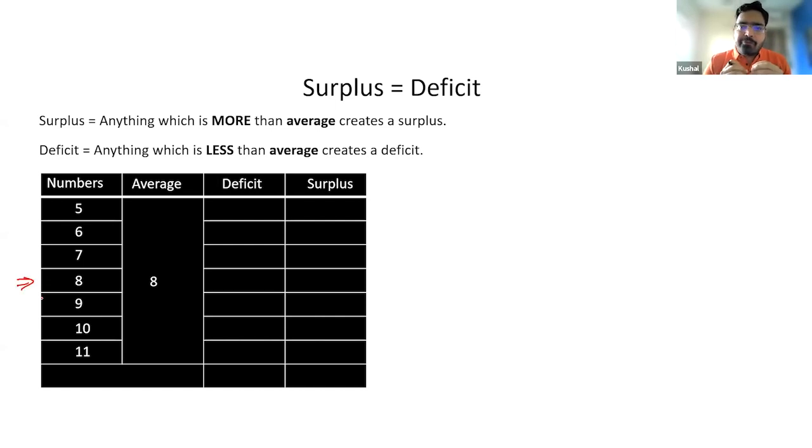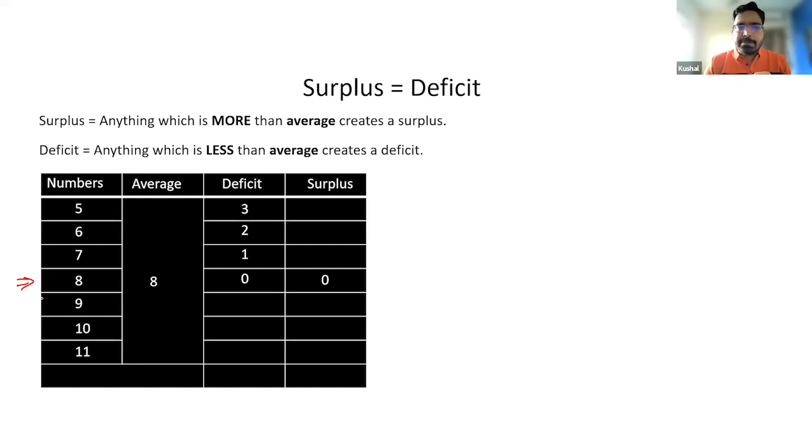Right? Now, if you look at the number 5, it is less than my average. So this will create what? It will create a deficit of 3 units. In the same way, the number 6 is running short of the average 8 by 2, so it will create a deficit of 2 units. Same way, 7 will create a deficit of 1 unit. If you look at 8, it will not create a surplus and it will not create a deficit. So that's a 0 for surplus or deficit.